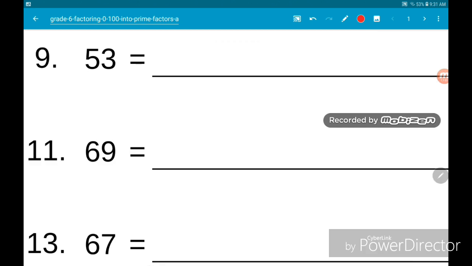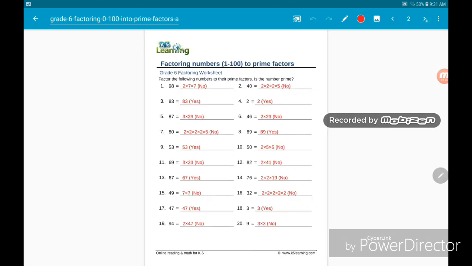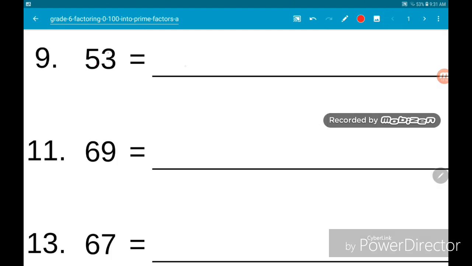53. It's not 2. 5, 6, 7, 8. The 8 is not divisible by 3. I'll give you a hint. It's prime.